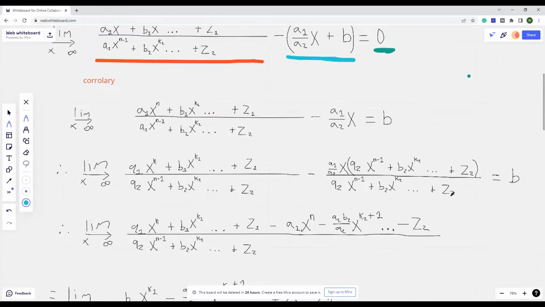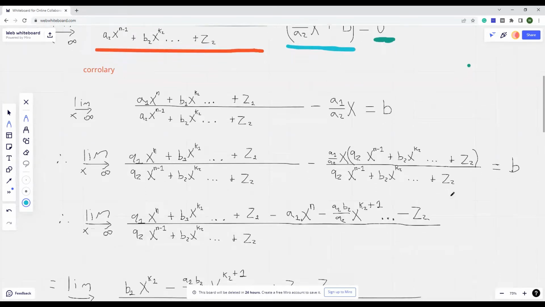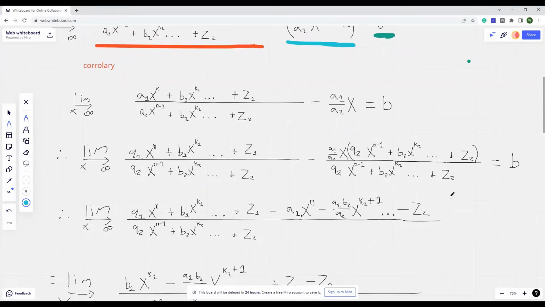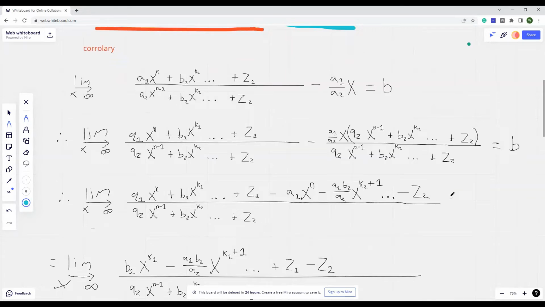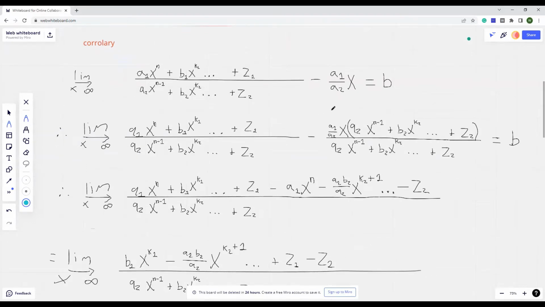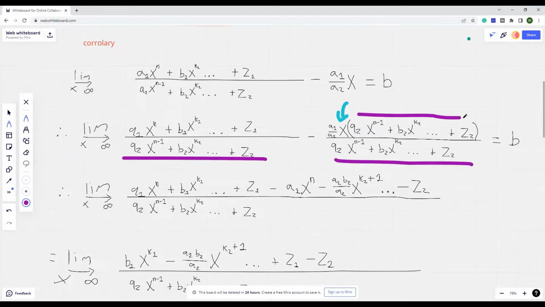Okay, so the limit as x approaches infinity of the ratio of those two polynomials minus that equals b. So we start to simplify things. We find a way to combine those fractions. We're going to multiply a sub 1 divided by a sub 2 times x by the denominator of the original function. That's what we're going to do. It's showing up in all those places, so we can have a common denominator and do that.